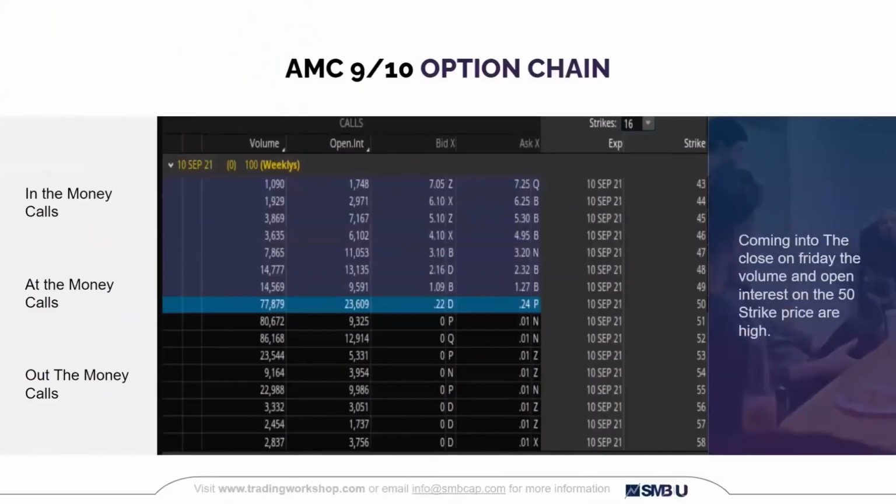Okay, good. Okay, so first example, this is on September 10th, on Friday. And you can see open interest 23,000. It's much higher compared to the other open interest, and you can see also the volume on that strike price is extremely high, right at the 50. And so this is important coming into that Friday at the end of the day.